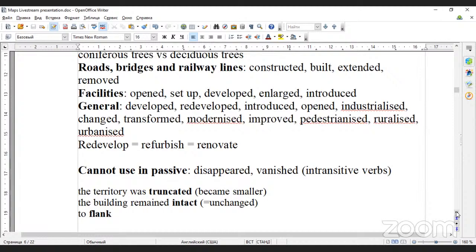You can also make this comparison. Something did not change. And to flank, when on two sides of the building, there is on the left and on the right, there is a tree, for example. So there are two trees flanking the building. So these three words are really nice, and you can use them in many tasks. If you have to describe a map.